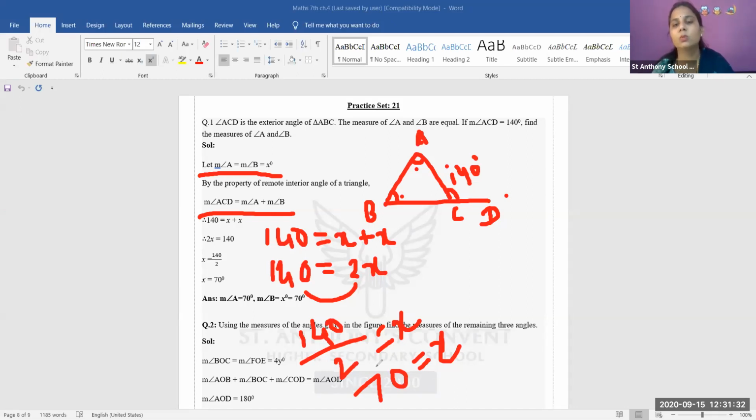So x is equal to 70. Angle A is equal to angle B is equal to 70 degrees. Why? Because both the angles are equal. They have said this, the measure of angle A and angle B are equal. So if angle A is 70, angle B is also 70, as both their values are equal to x. We found x is equal to 70. So angle A equals angle B equals x equals 70 degrees.